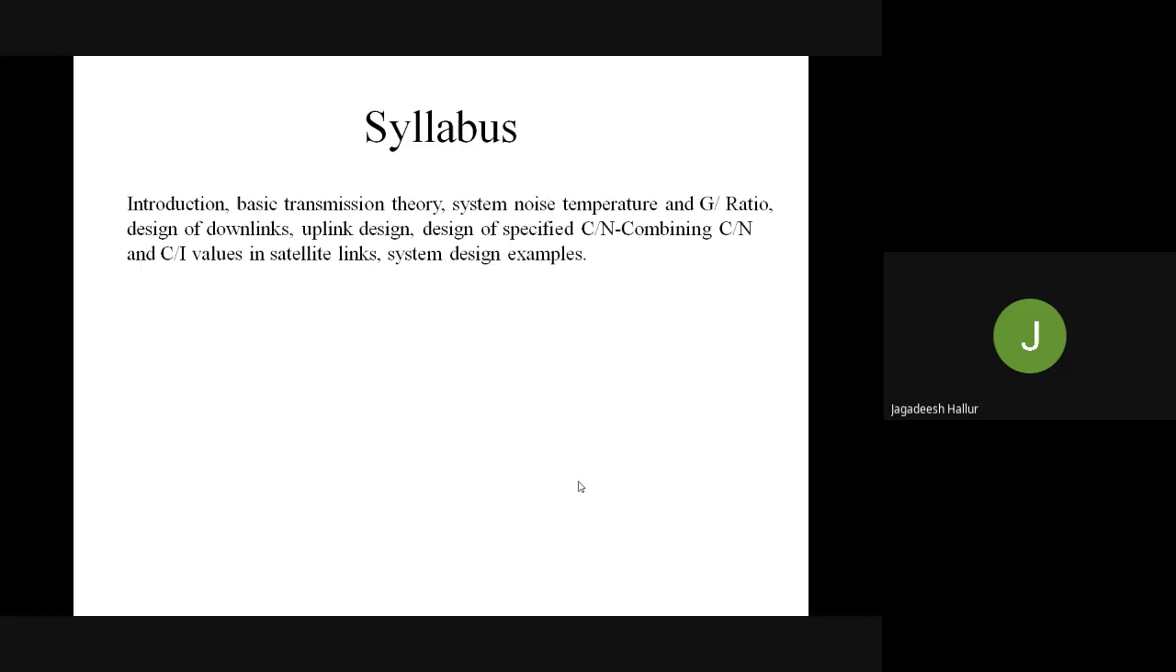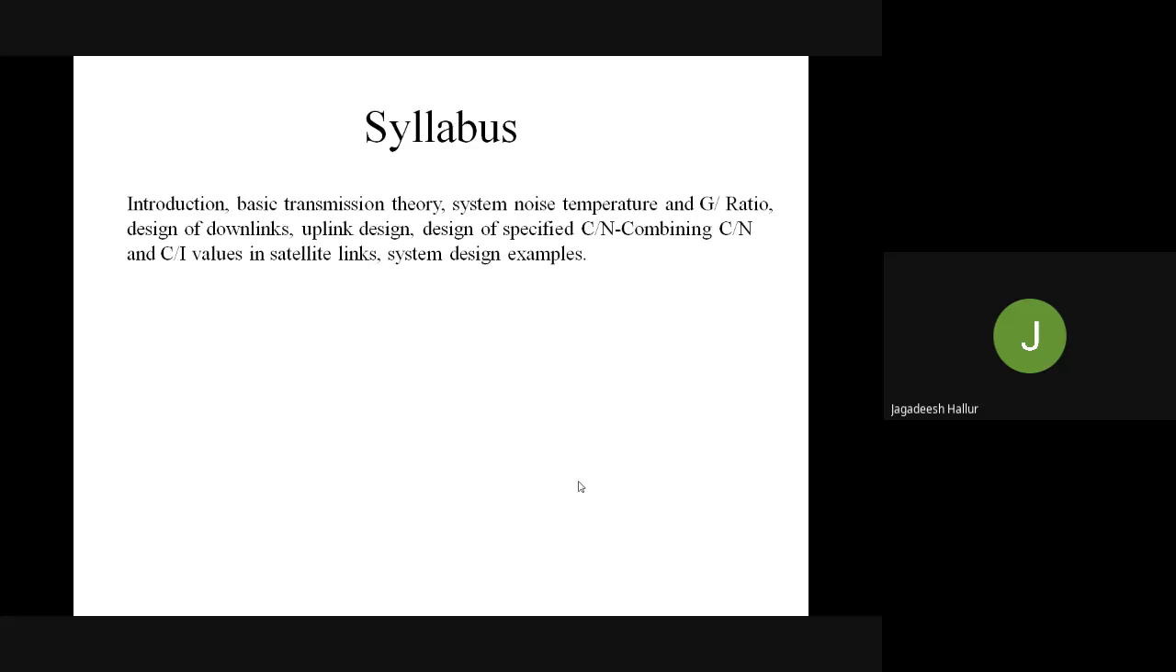Okay. Next, we are going to solve some numericals on basic transmission theory, numericals on system noise temperature, and some numericals on downlink and uplink design. And you have to compare with the design of specified carrier to noise, that is C by N, which is nothing but carrier to noise combined with carrier to interference values in satellite links. And with the combination of all these contents, finally we are going to see the system design examples. The system design examples are based on your uplink design, your downlink design, your basic transmission theory, your system noise temperature, and your G by T ratio. This is the content of unit number 3, that is satellite link design.